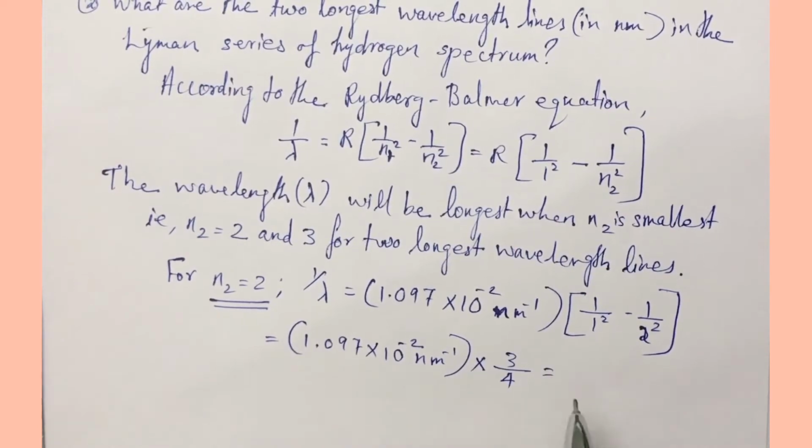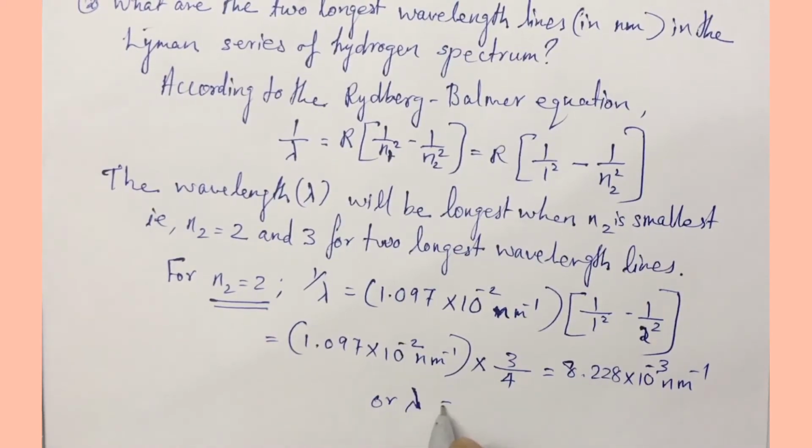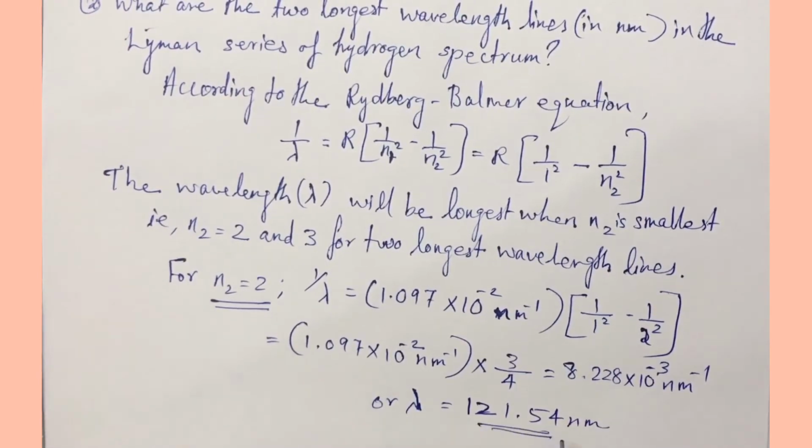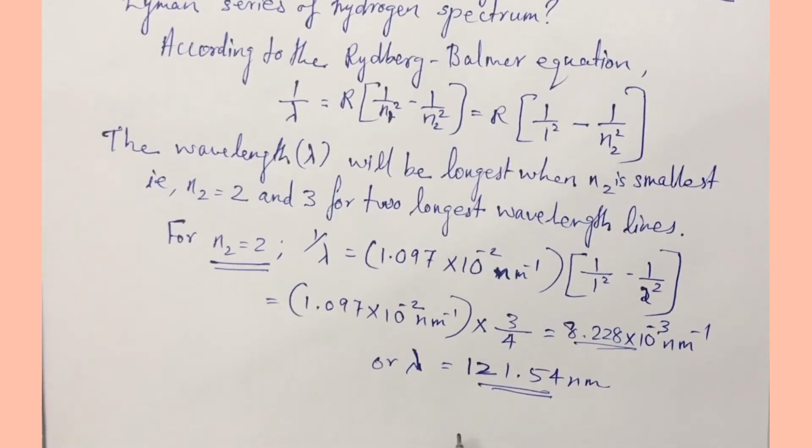That is equal to 8.228 into 10 raised to minus 3 nm inverse. This is 1 by lambda only, so lambda, you have to find the inverse, will come around 121.54 nanometer. What you have to find out? Find the inverse of this: 1 by 8.228 into 10 raised to minus 3, you have to calculate.